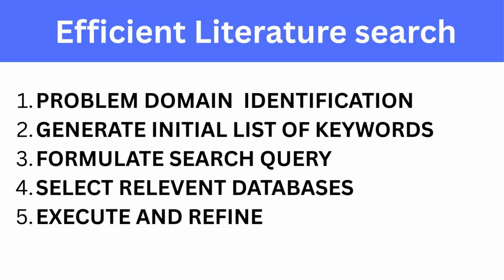We will follow 5 simple steps to make your literature search structured and efficient. First, identify the problem domain. Second, generate the initial list of keywords. Third, formulate a search query. Fourth, select the relevant databases. And last, execute and refine.